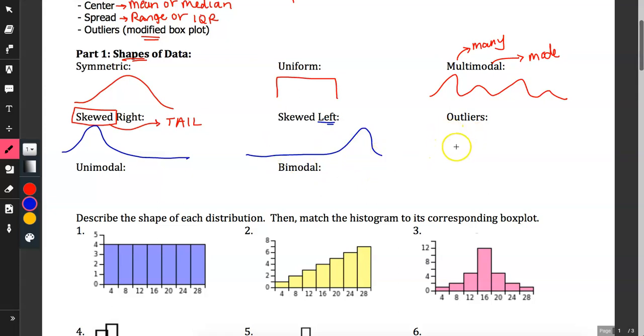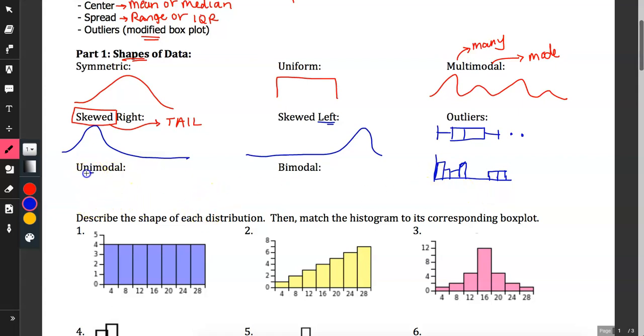Outliers. Outliers are easier to see on a box plot, so it might look something like this. If it's a histogram, let me just draw. Here's a histogram, and then maybe you have a couple bars over here. That's a really bad sketch of a histogram, but there's a histogram. These guys would be our outliers.